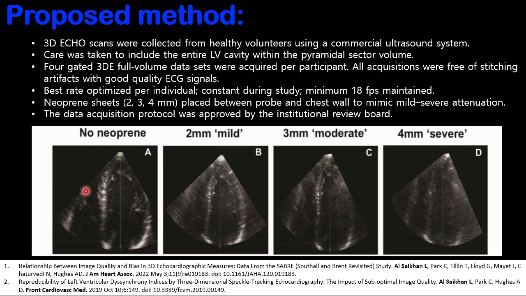To further enhance the quality of the dataset, we introduced newsprint, which is placed on top of the chest in between the probe, to mimic mild, moderate and severe levels of image degradation, which further enhances the artifacts, so that once we apply this algorithm, we can see the effect is generalizable across different imaging quality. The data acquisition protocol was approved by the Institutional Review Board.